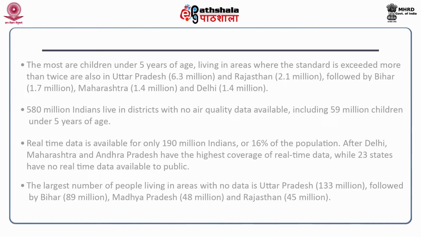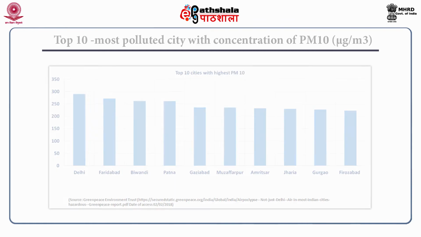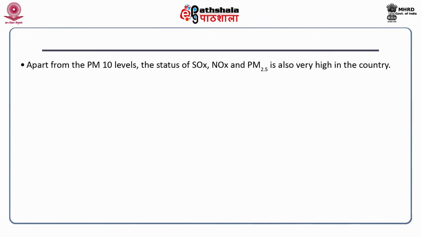This figure shows the top 10 most polluted cities with higher concentrations of PM10. These cities are Delhi, Faridabad, Bhiwandi, Patna, Ghaziabad, Muzaffarpur, Amritsar, Jharia, Gurgaon and Firozabad. Out of these 10 cities, you will be surprised to know that 4 are in the NCR region, and these are Delhi, Faridabad, Ghaziabad and Gurgaon. Means we can say the situation is worse in the National Capital Region with respect to PM10 levels in the ambient air.